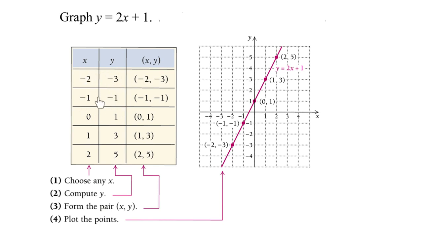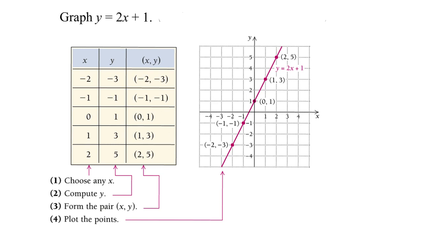Now write these as ordered pairs. So when x equals -2, -3 is the corresponding y value. When x equals -1, -1 is the corresponding y value, like that. So the other points will be (0, 1), (1, 3), (2, 5).